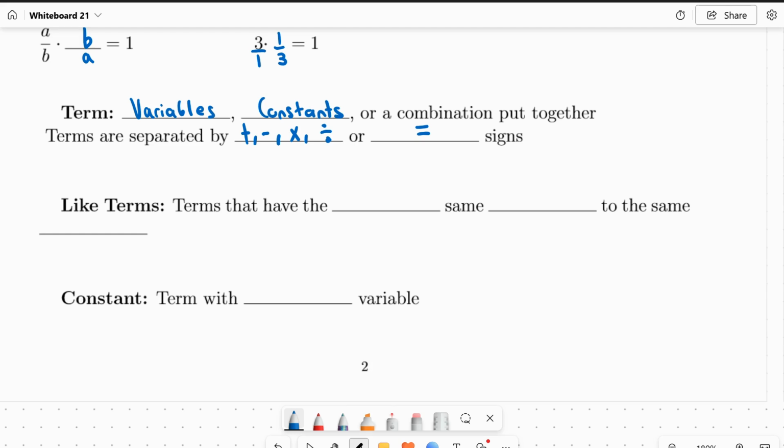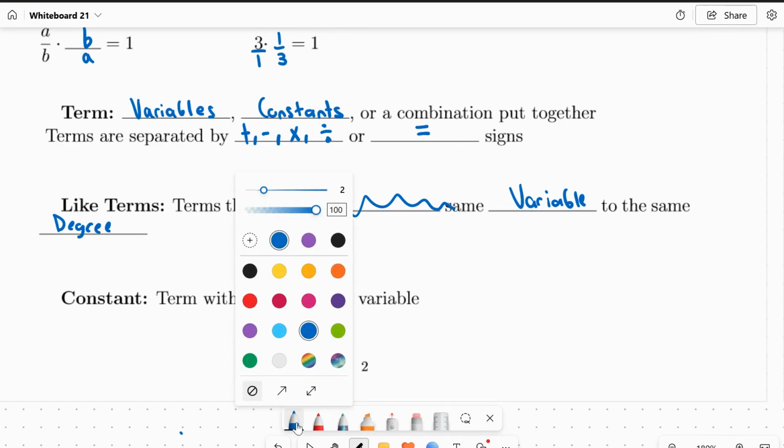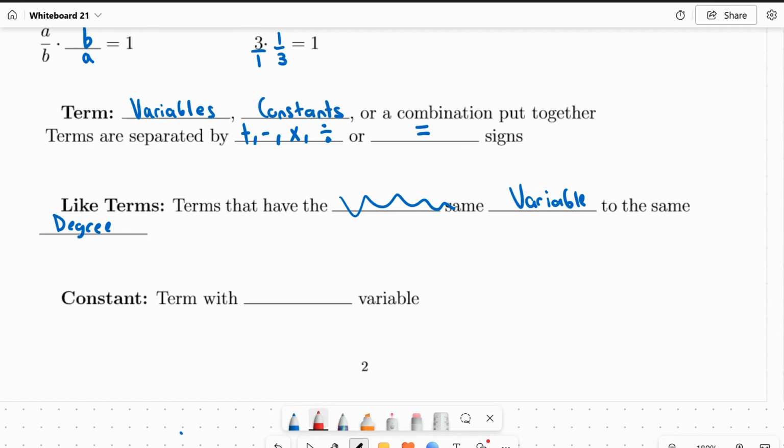Like terms are terms that have the same variable to the same degree. Okay, we're going to talk about degree later. Degree is just the exponent that is on your term. So a quick example of this would be if I have 2x plus 4x, I could add 2 and 4 together with x. So that would work.